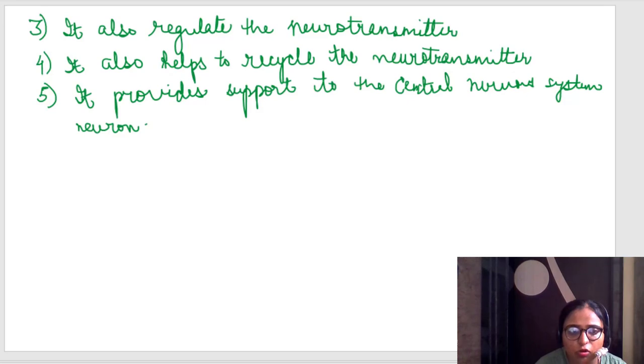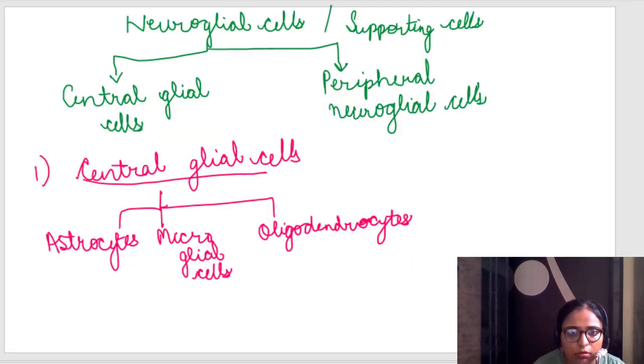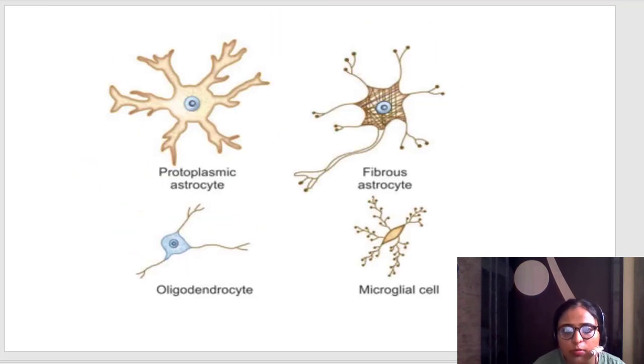Let me show you the picture of it so that it will be more clear to you. So if you can see here, the central neuroglial cells. Fine. We have seen that the central neuroglial cells are divided into three parts, that is your astrocytes, microglia cells and oligodendrocytes, which we have already discussed here. Right, see, astrocytes, your microglial cells and your oligodendrocytes. But if you see the shape of the protoplasmic astrocytes and the fibrous astrocytes, you can see it is a star shaped cells.